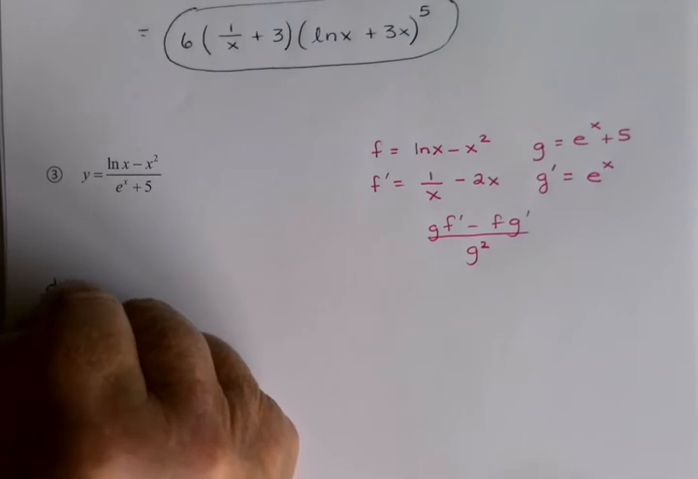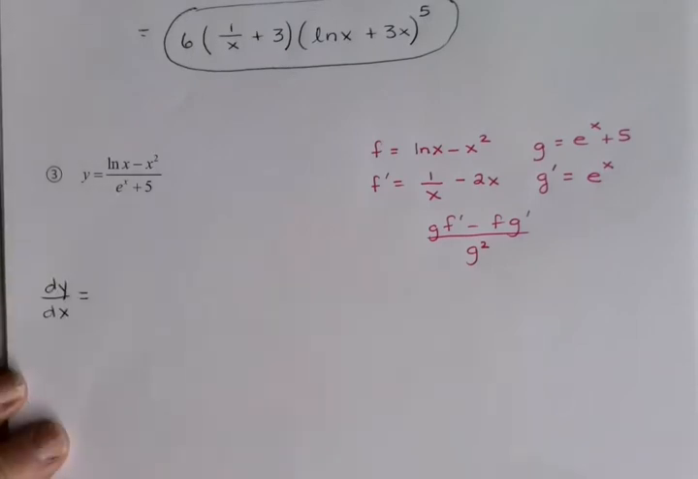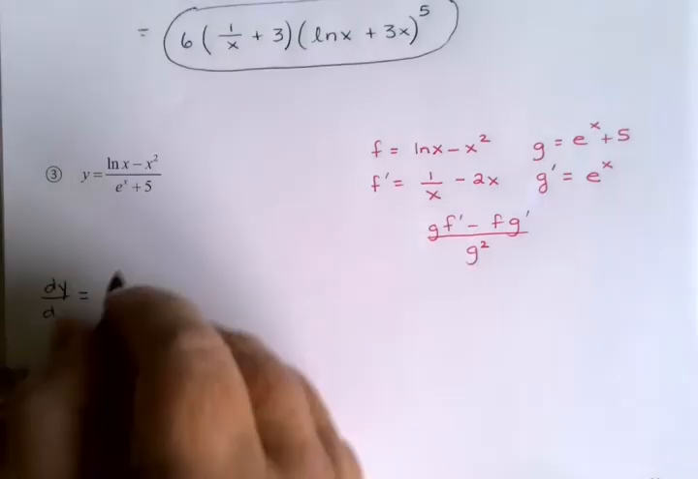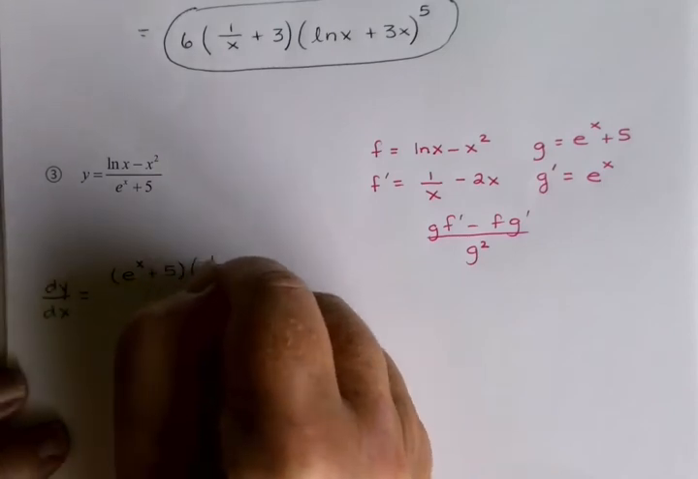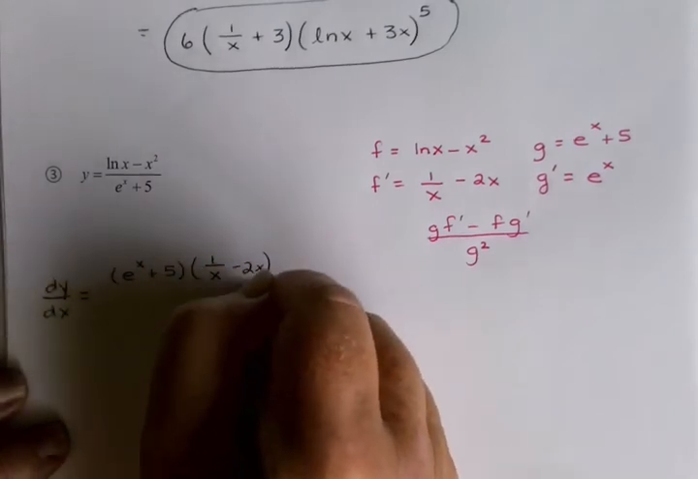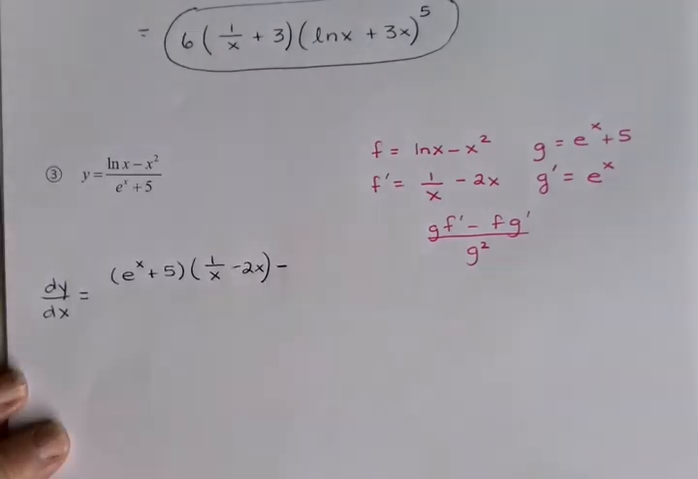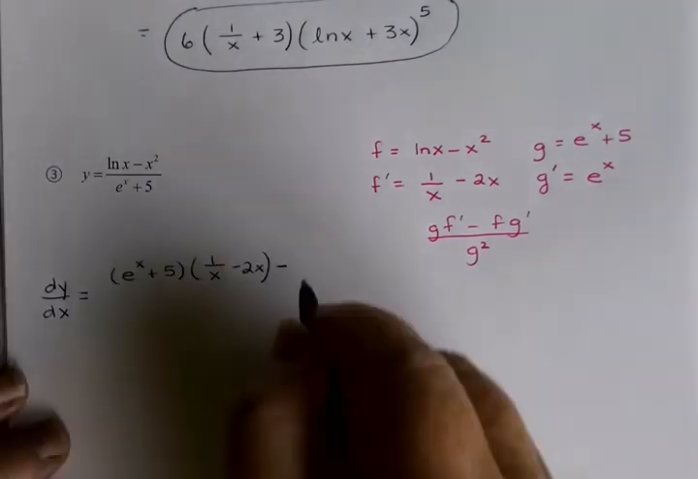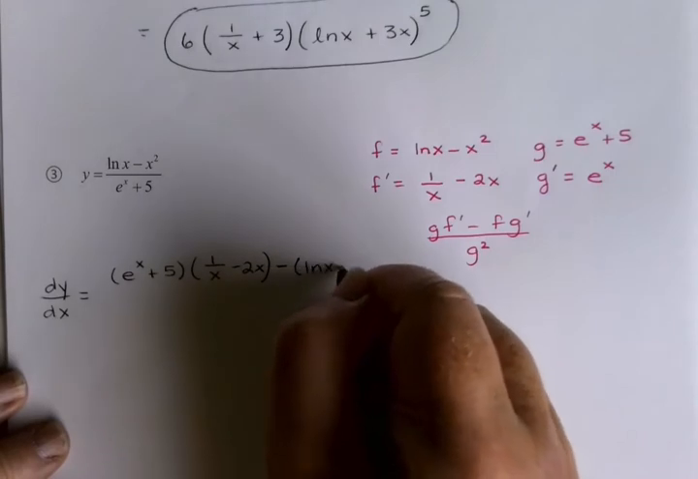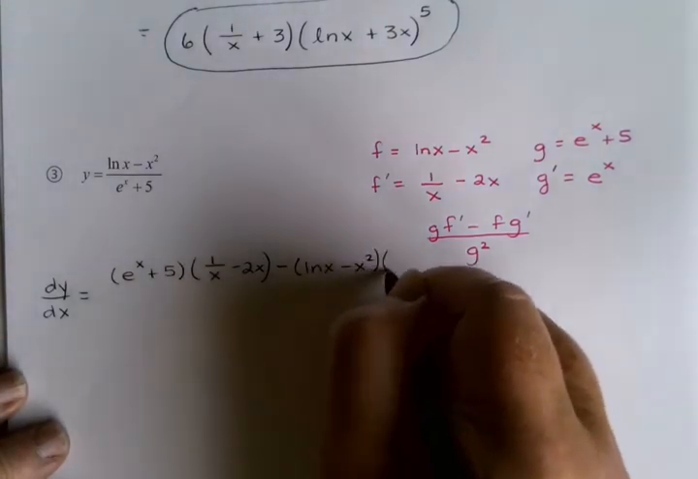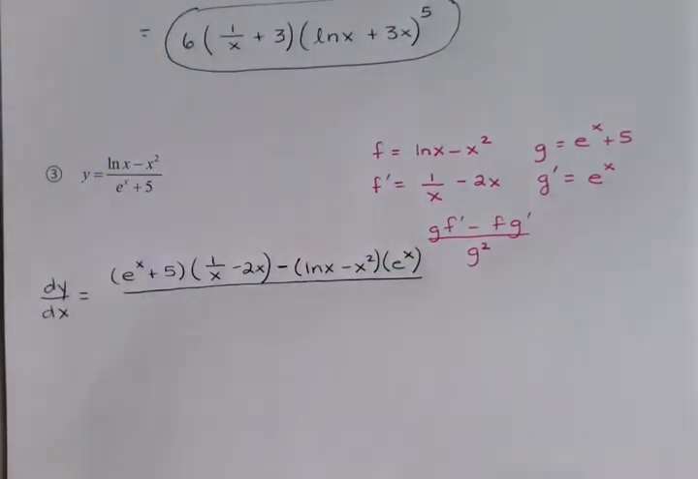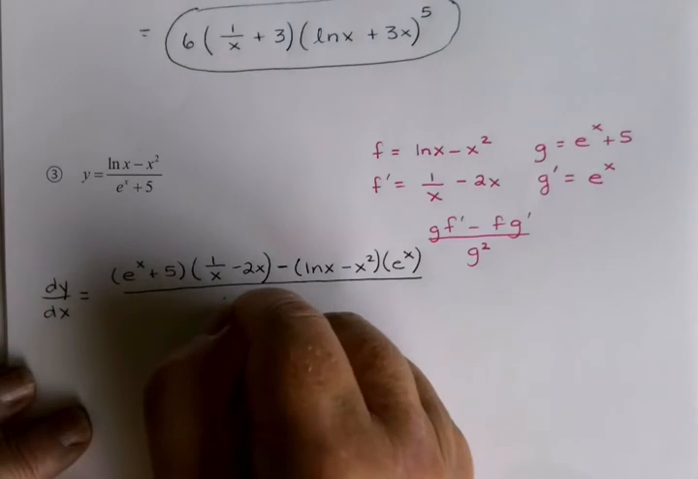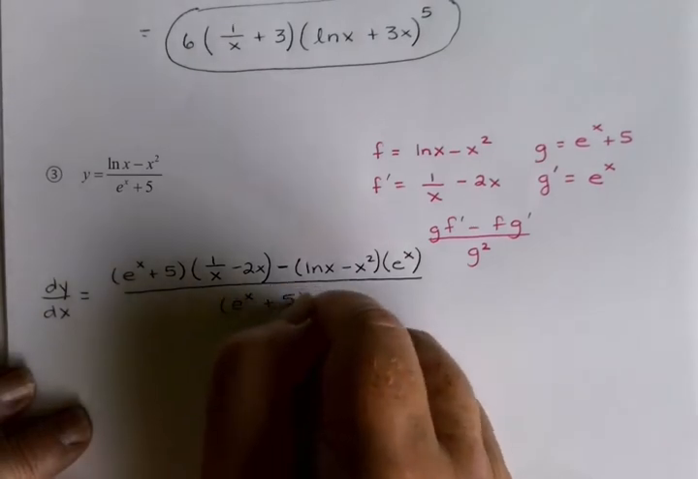So dy/dx is equal to g f prime, e to the x plus 5 times 1 over x minus 2x, subtract f g prime, ln x minus x squared times e to the x, over g squared, e to the x plus 5 squared.